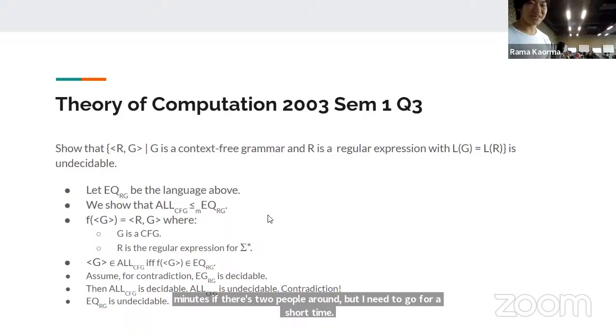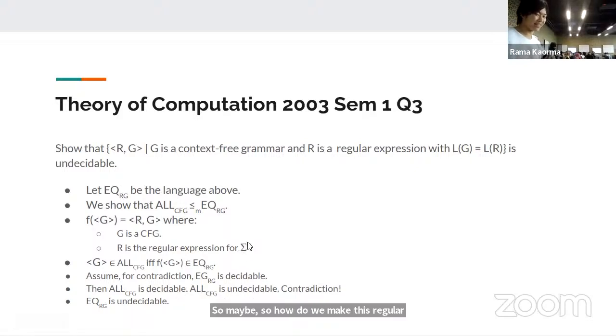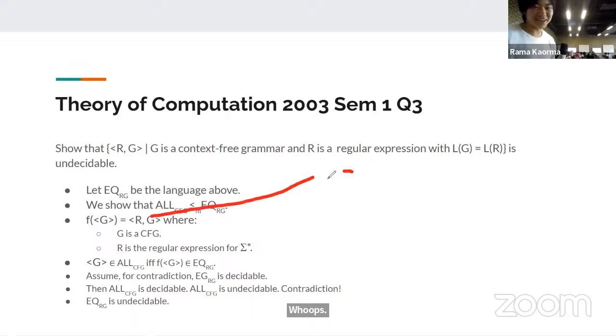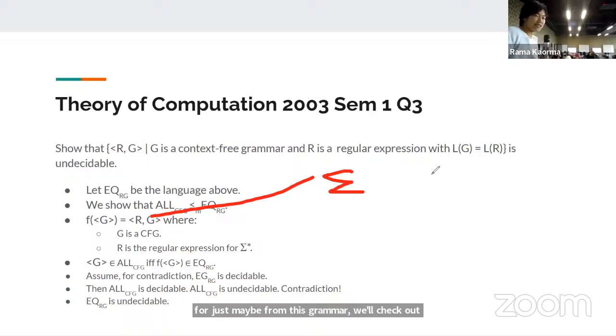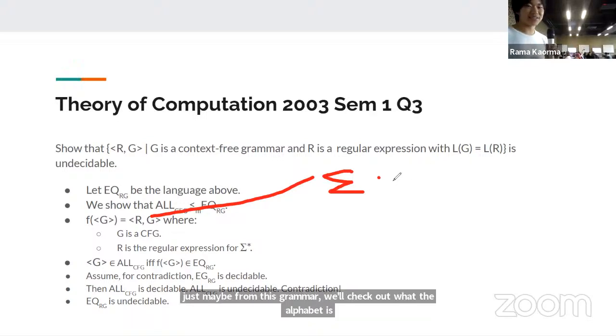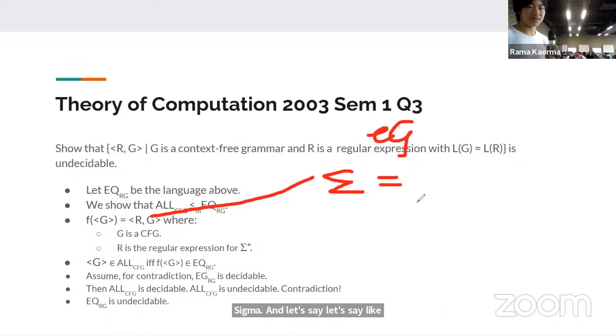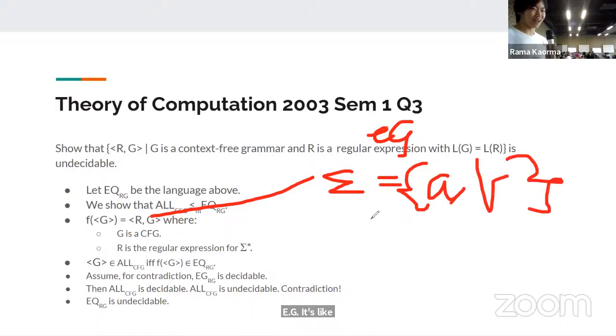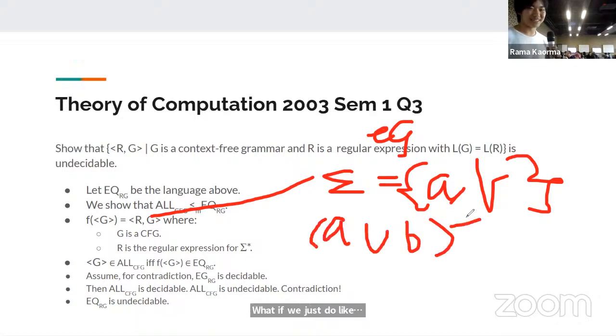So how do we make this regular expression for Kleene star? We'll just, from this grammar, check what the alphabet sigma is. Let's say, for example, it's A, B. How would we make a regular expression for sigma star? What if we just do A union B, Kleene star?